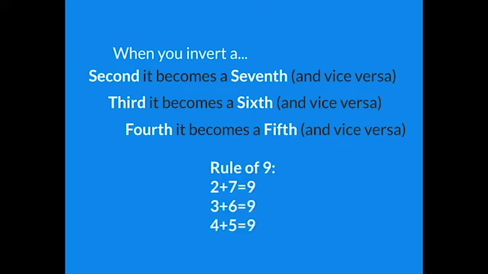A convenient way to remember these relationships is that the number component of the original interval plus the number component of the inverted interval will always equal 9. So 2 plus 7 equals 9. A second becomes a seventh when it's inverted. 3 plus 6 equals 9. A third becomes a sixth when it's inverted. And 4 plus 5 equals 9. A fourth becomes a fifth.